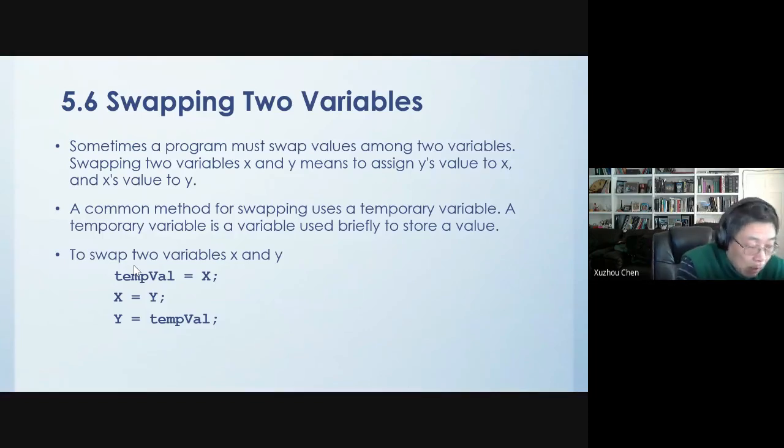Now, some of the activities in a Java program is to swap two variables. Suppose I have a variable x and a variable y. So I can declare, say, int x, x equals whatever the value. Let's say x equals 10. And then I can declare another variable, y, and initialize the value of y to 20.